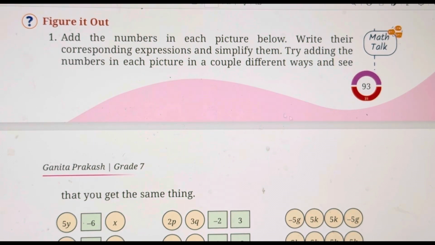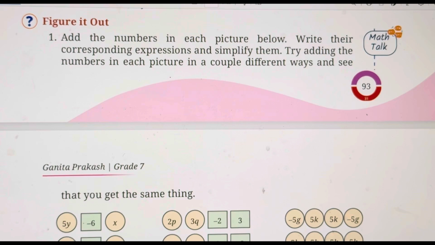The first question is, add the numbers in each picture given below, write corresponding expressions and simplify them. Try adding the numbers in each picture in a couple of different ways. In the previous video, we learned the different ways of adding them. You may add them row wise, term wise, or column wise, maybe upper half, lower half. We'll see the different ways which are possible in these cases.